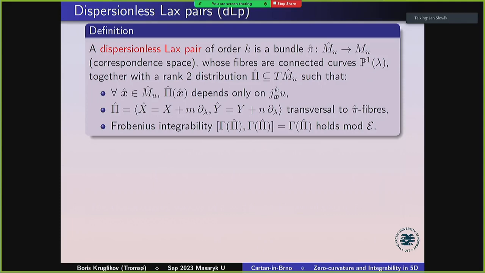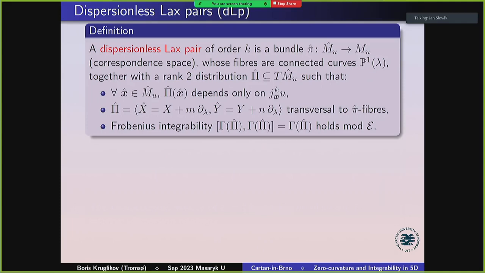And a dispersionless Lax pair is such a rank 2 distribution here in the P1 bundle, such that, first of all, this thing depends only on finite jet, that's the so-called locality, no integrals, no like d-1 operators. So it depends only on finite jet of this u which appears in here. And second, that this distribution is transversal to fibers of this bundle.